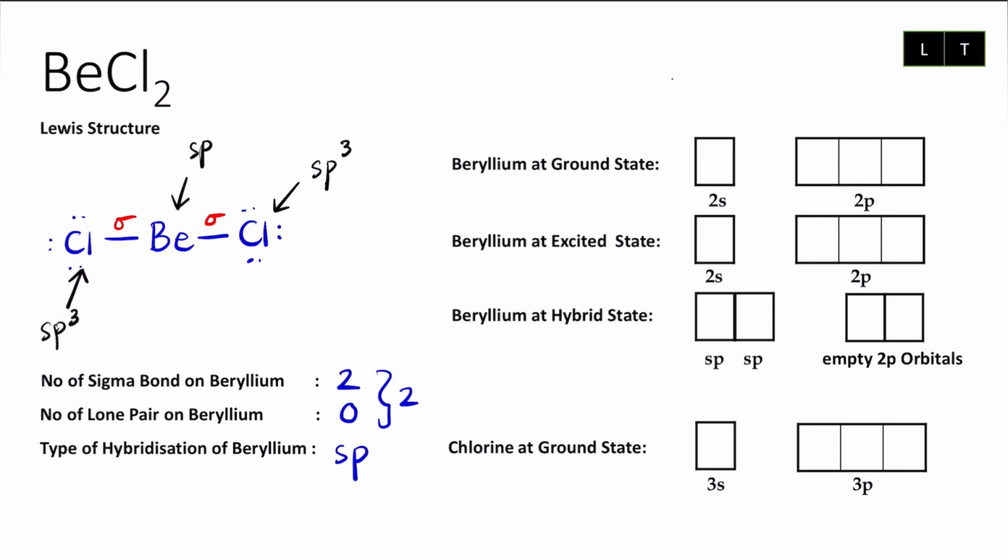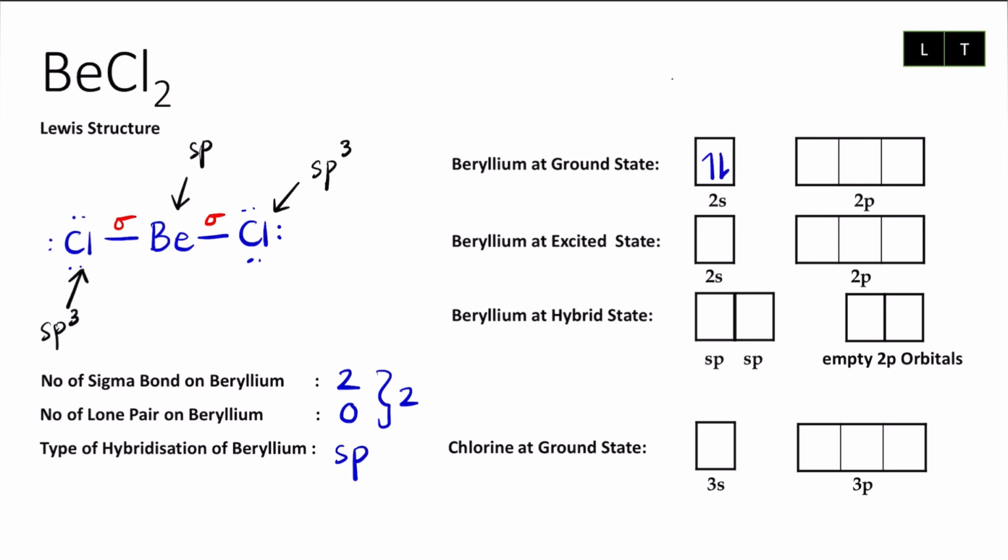Now we are going to show the hybridization process only for the central atom. So central atom kita adalah beryllium. So saya akan draw the orbital diagram untuk beryllium at ground state dahulu. So beryllium kita ada 2 valence electron. That is why I have a pair of electron in 2s orbital.